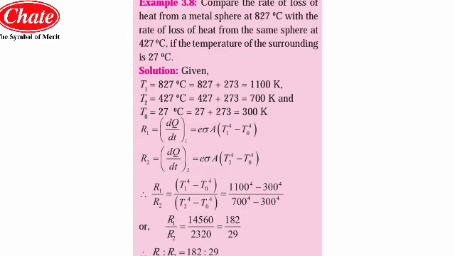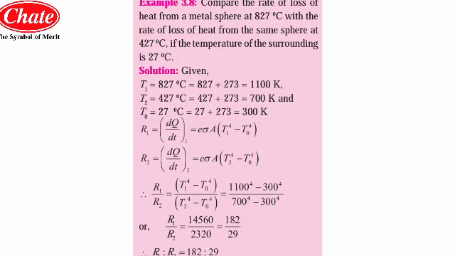So T1 is equal to 827 degrees Celsius is equal to 827 plus 273 is equal to 1100 Kelvin. Similarly, for the second temperature, T2 is equal to 427 degrees Celsius is equal to 427 plus 273 is equal to 700 Kelvin. And for the third, that is the temperature of the surrounding, T0 is 27 degrees Celsius is equal to 27 plus 273 is equal to 300 Kelvin. So this is how we have converted the three temperatures into Kelvin.